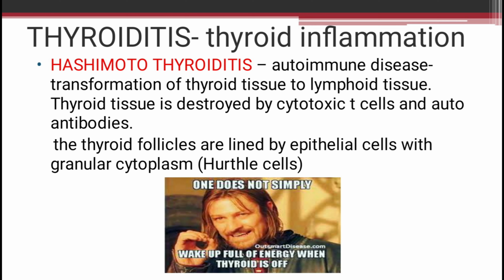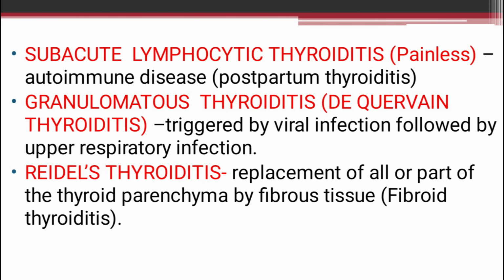Here, the lymphoid follicles are lined by epithelial cells with eosinophilic granular cytoplasm, and these cells are called Hürthle cells, which is an important characteristic of Hashimoto thyroiditis. And here are some less frequent types of thyroiditis, like subacute lymphocytic thyroiditis, which is also known as painless thyroiditis or postpartum thyroiditis, and granulomatous thyroiditis, which is also known as de Quervain thyroiditis, and another one is Riedel thyroiditis, which is a rare type of thyroiditis and also known as fibrous thyroiditis.